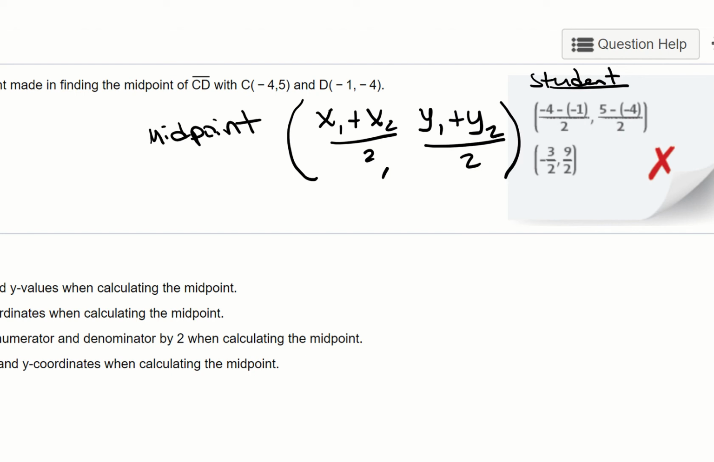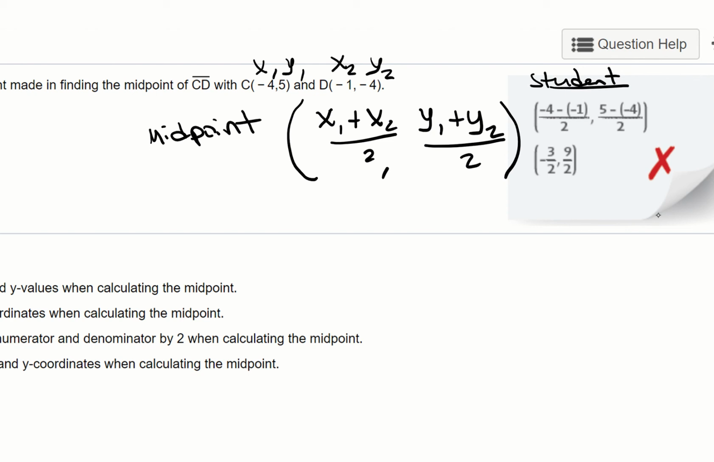So that's the formula for the midpoint. Let's call this x1, let's call this x2. Well, then this has to be y1, and then this has to be y2. So -4 is x1, and 5 is y1, and -1 is x2, and -4 is y2.